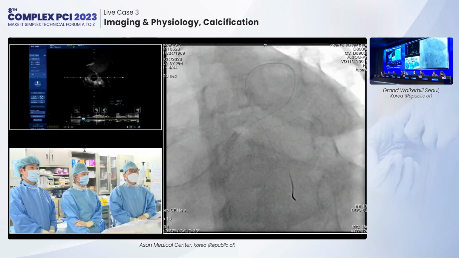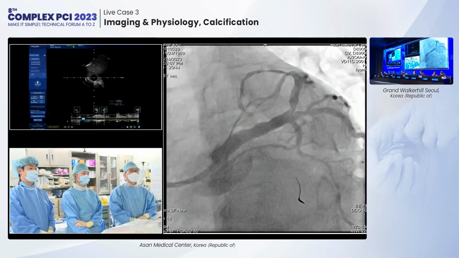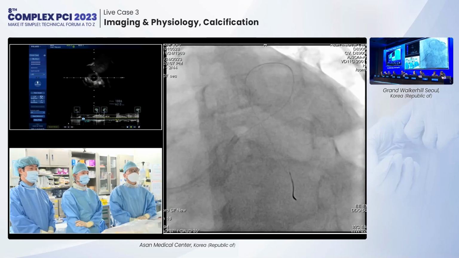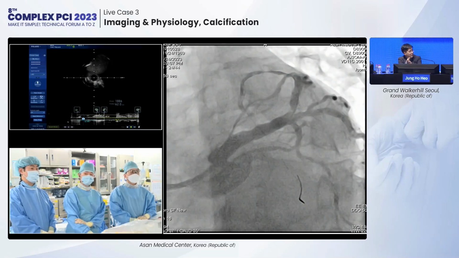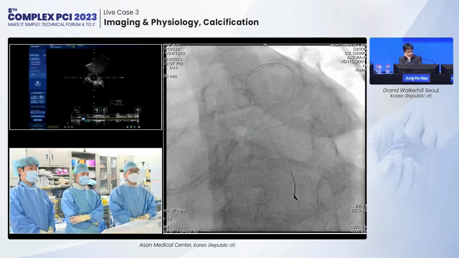So, other opinions on Rota? It is a good option, but in this case the balloon angioplasty was not fully done. So I would try an NC balloon at the LAD ostium region, maybe 3.0 or 3.5. After that, do balloon angiography. 3.0, yeah. Any other opinion?